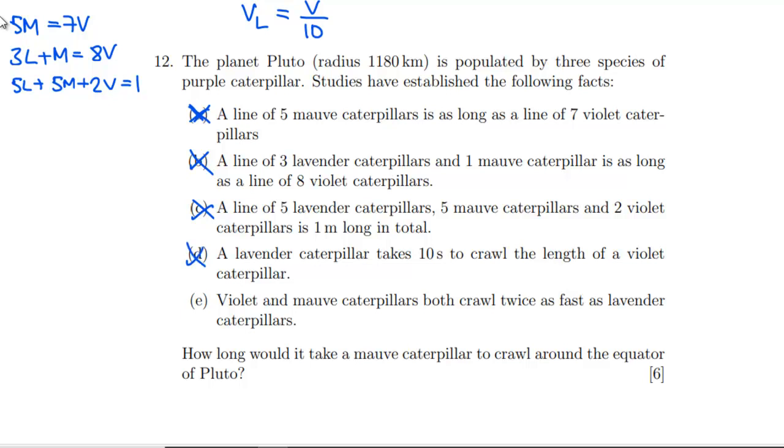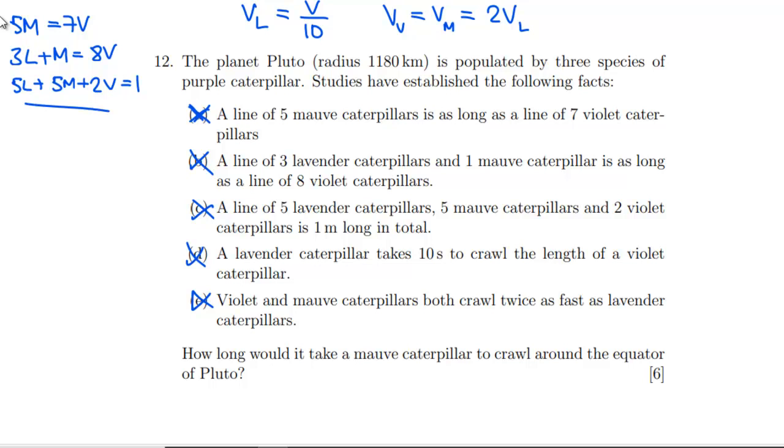And that's that. So violet and mauve caterpillars both crawl twice as fast as lavender. So the velocity of violet is the velocity of mauve, which is twice the velocity of the lavender. So we need how long it would take for a mauve caterpillar to crawl around the equator. Right, well, we'll come back to that bit. We have to solve these things over here to get what they all are.